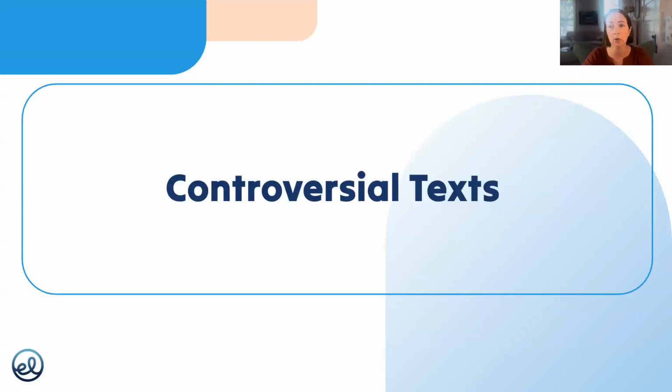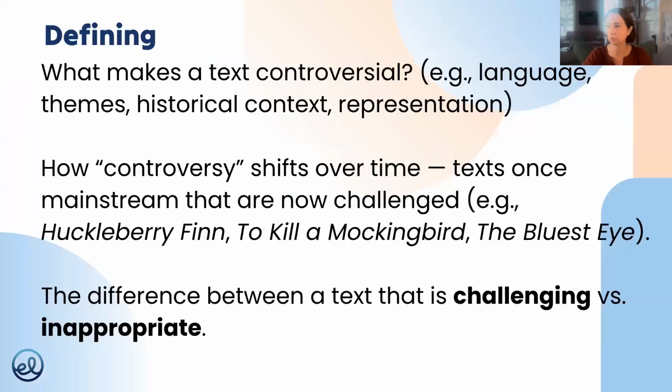You are reading one now with The Absolutely True Diary. So what makes a text controversial? It really is about the language, the theme, the historical context, how things are represented. And controversy really shifts over time, because at one time, the things that were mainstream are now challenged. So for example, Huckleberry Finn, To Kill a Mockingbird, The Bluest Eye, those were all well-known texts, part of the classic canon, staples in the reading list.